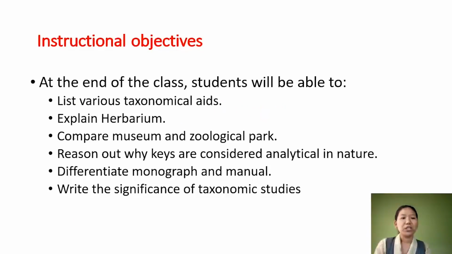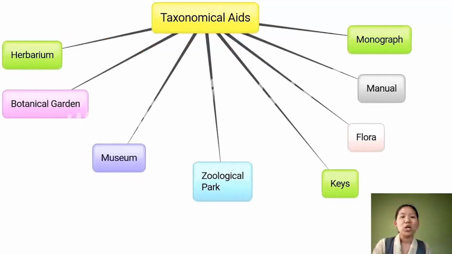The instructional objectives: at the end of the class, you will be able to list various taxonomical aids, explain herbarium, compare museum and zoological park, reason out why keys are considered analytical in nature, differentiate monograph and manual, and write the significance of taxonomic studies. Let us first look at the list of taxonomical aids: herbarium, botanical garden, museum, zoological park, keys, flora, manual and monograph. We shall discuss each one of them.